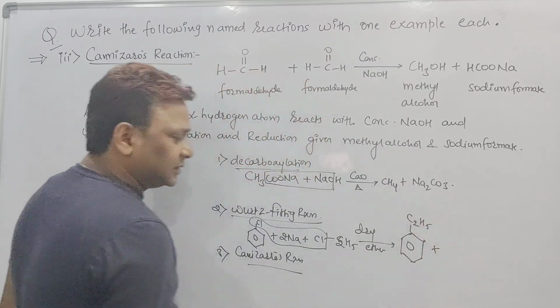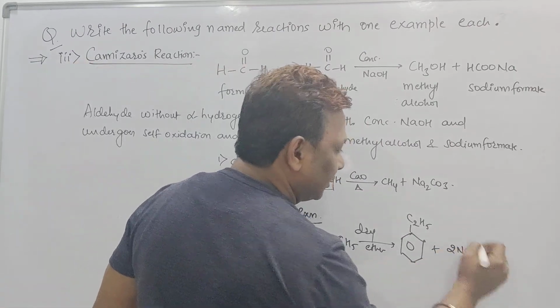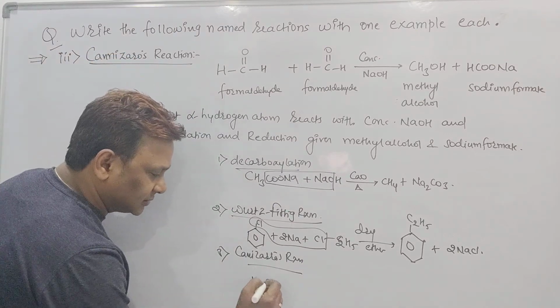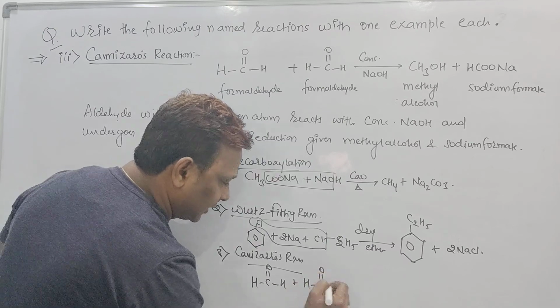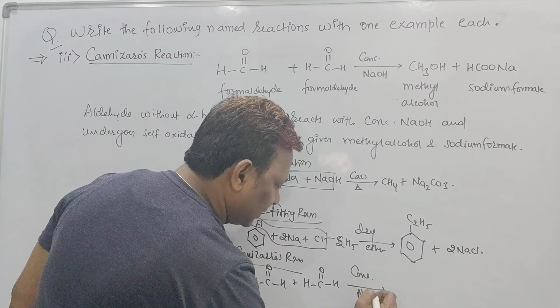But the remaining part is here, 2 sodium, 2 chlorine, it will make 2 moles of NaCl. Third one, beta, Cannizzaro reaction. This is called formaldehyde. How many, beta? 2 moles of formaldehyde. On reacting with what, sir? In presence of concentrated NaOH.